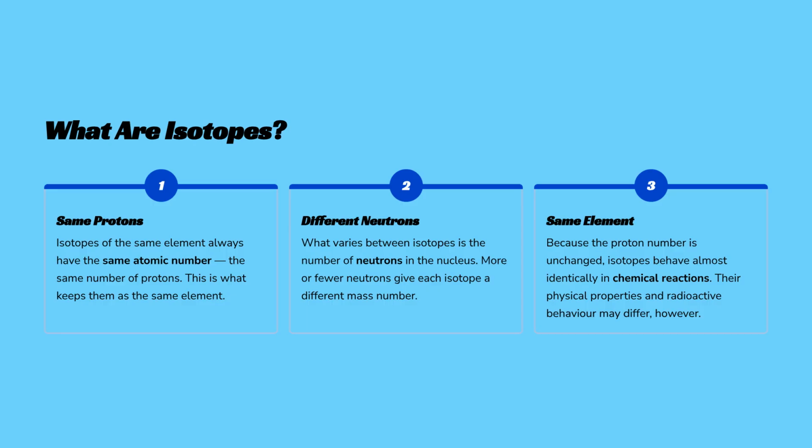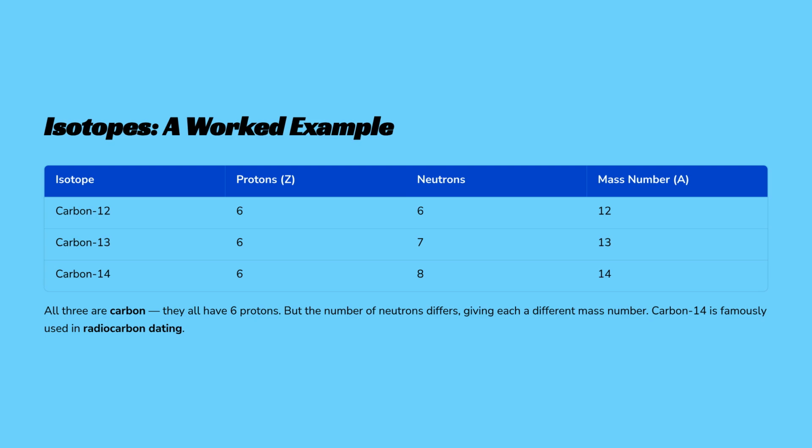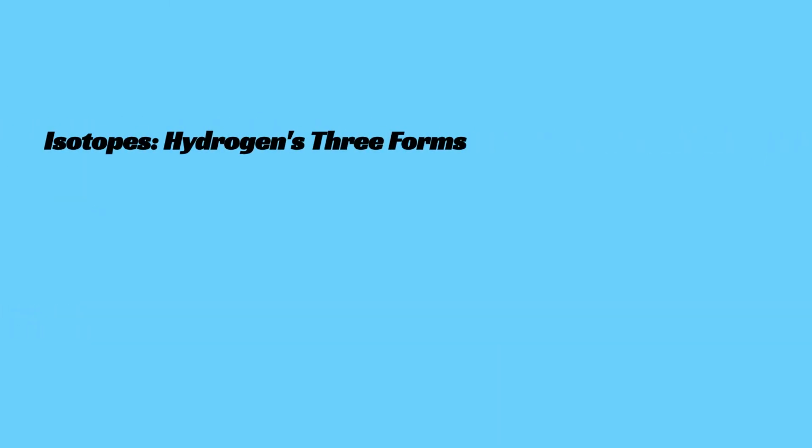To summarize, isotopes have the same number of protons, meaning the same atomic number, but they have a different number of neutrons, which affects their mass number. They behave similarly in chemical reactions. Let's look at a practical example of isotopes with carbon. Carbon-12, carbon-13, and carbon-14 all have 6 protons, but they contain 6, 7, and 8 neutrons respectively, giving each a different mass number. Hydrogen is another great example.